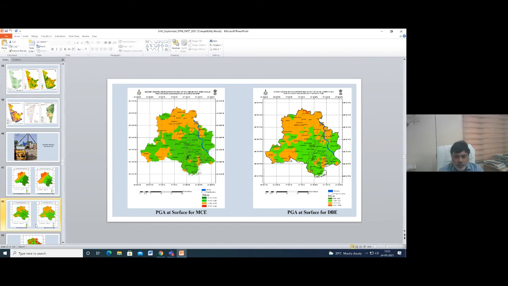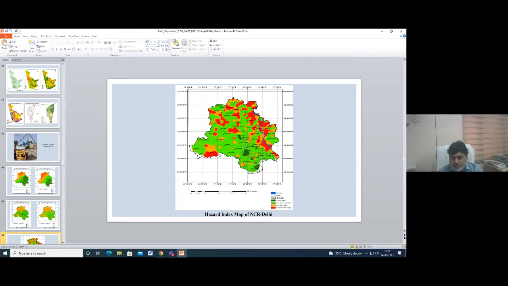In the hazard index map, you can see the Jamuna River, having the sediments, is associated with very high hazard impacts, more than 0.6 of the hazard index factor. And the green is the least, the light green is in between, and the least is the deep green patches. So this gives us an idea of where our dwellings, our infrastructures, our structures are falling.